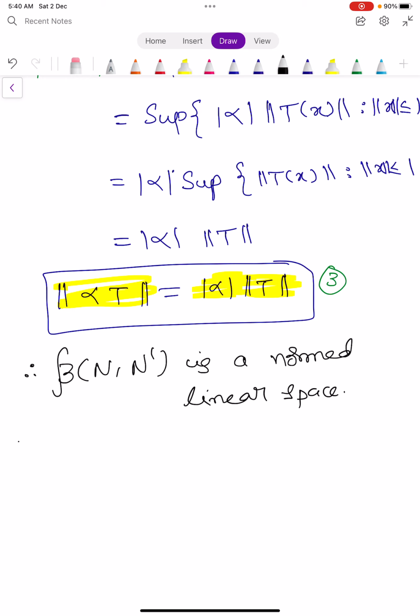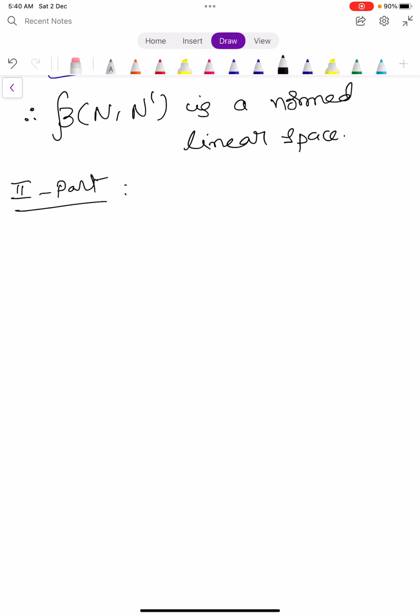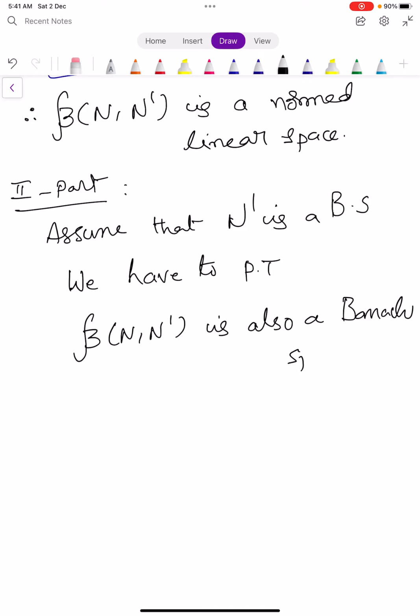Next, the second part of the theorem. Assume that N dash is a Banach space. We have to prove that. By using this fact, we have to prove that script B of N comma N dash is also a Banach space.